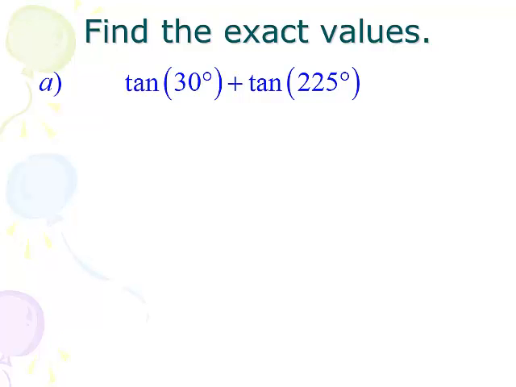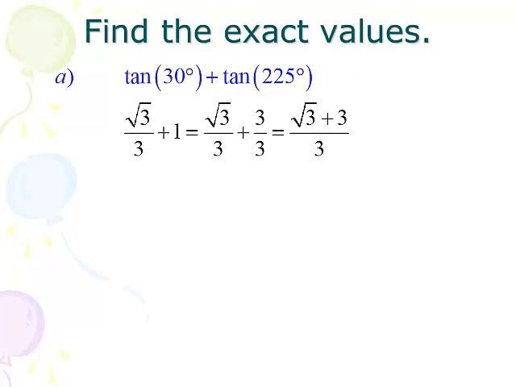Tangent of 30 degrees plus the tangent of 225 degrees has nothing to do with this problem. Let's prove that. So the tangent of 30 degrees is square root of 3 over 3, and the tangent of 225 is a positive 1. And again, you're better off using square root of 3 over 3 as opposed to 1 over square root of 3 with the tangent of 30 degrees. Add them up. We already have it. We change 1 into 3 over 3, and we end up with square root of 3 plus 3 all over 3.